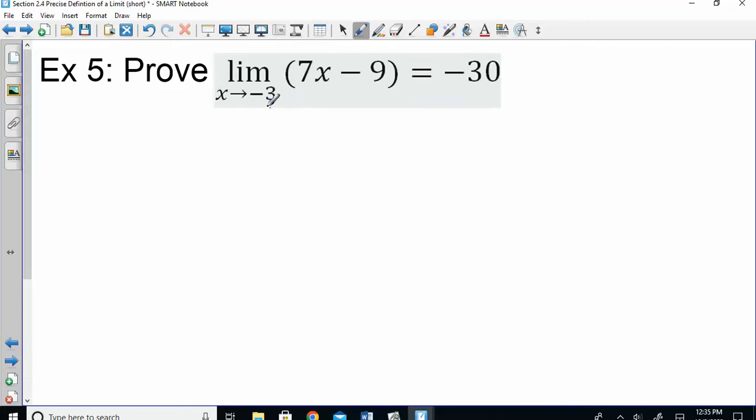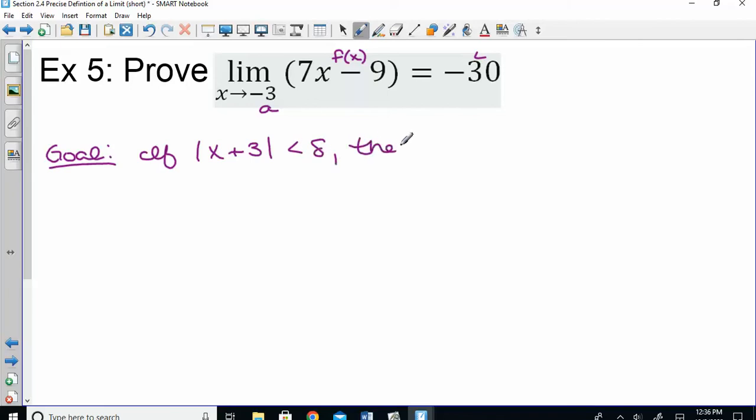Okay, so remember this is your A, that's your f of x, this is your L. So our goal: if the absolute value of x minus A, so x minus -3 would be x plus 3, is less than delta, then the absolute value of f of x, so that's 7x minus 9, minus L, so minus -30 would be plus 30, is less than epsilon.